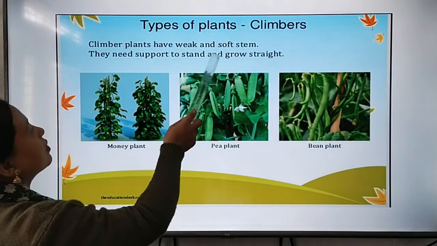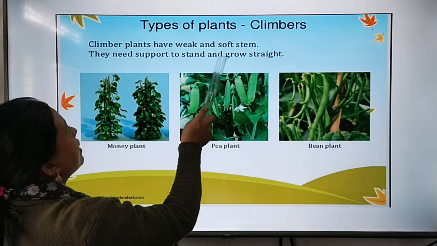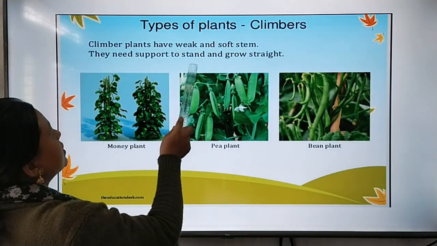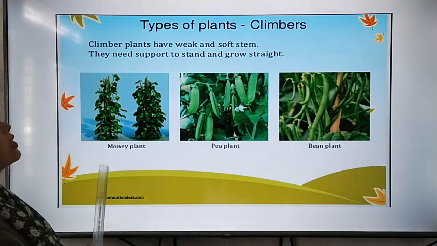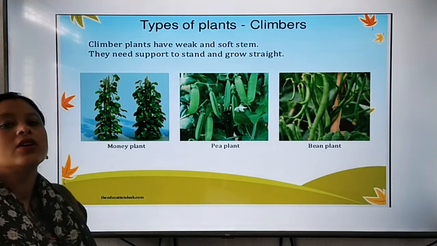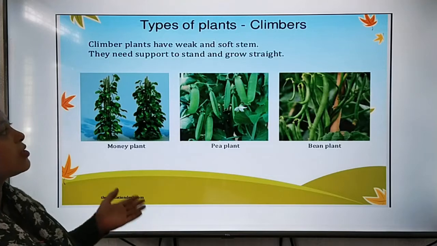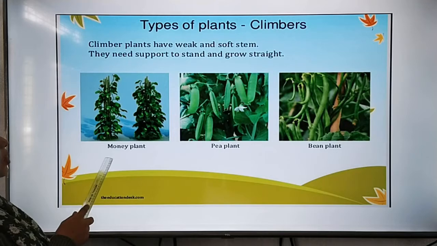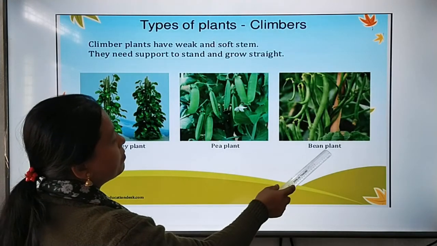Next one is climbers. Climber plants have weak and soft stems. They need support to stand and grow straight. So, climber plants have weak and soft stems, and they need support to stand and grow straight, like money plant, pea plant and bean plants.